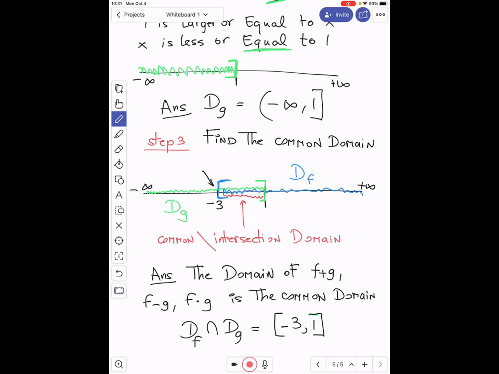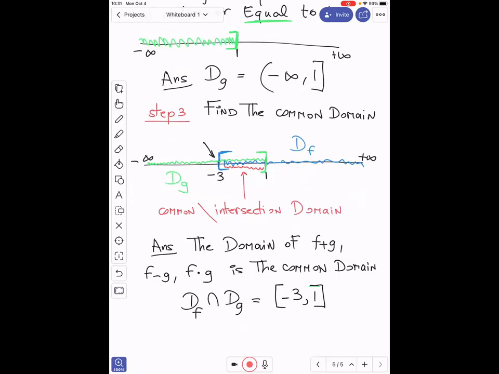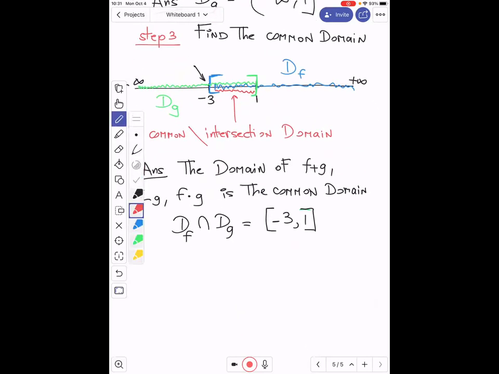So that's my intersection domain, right? So that's the domain of f plus g, f minus g, and f times g. We are not done yet because there's f over g. So this is step number 4, the domain of f over g.